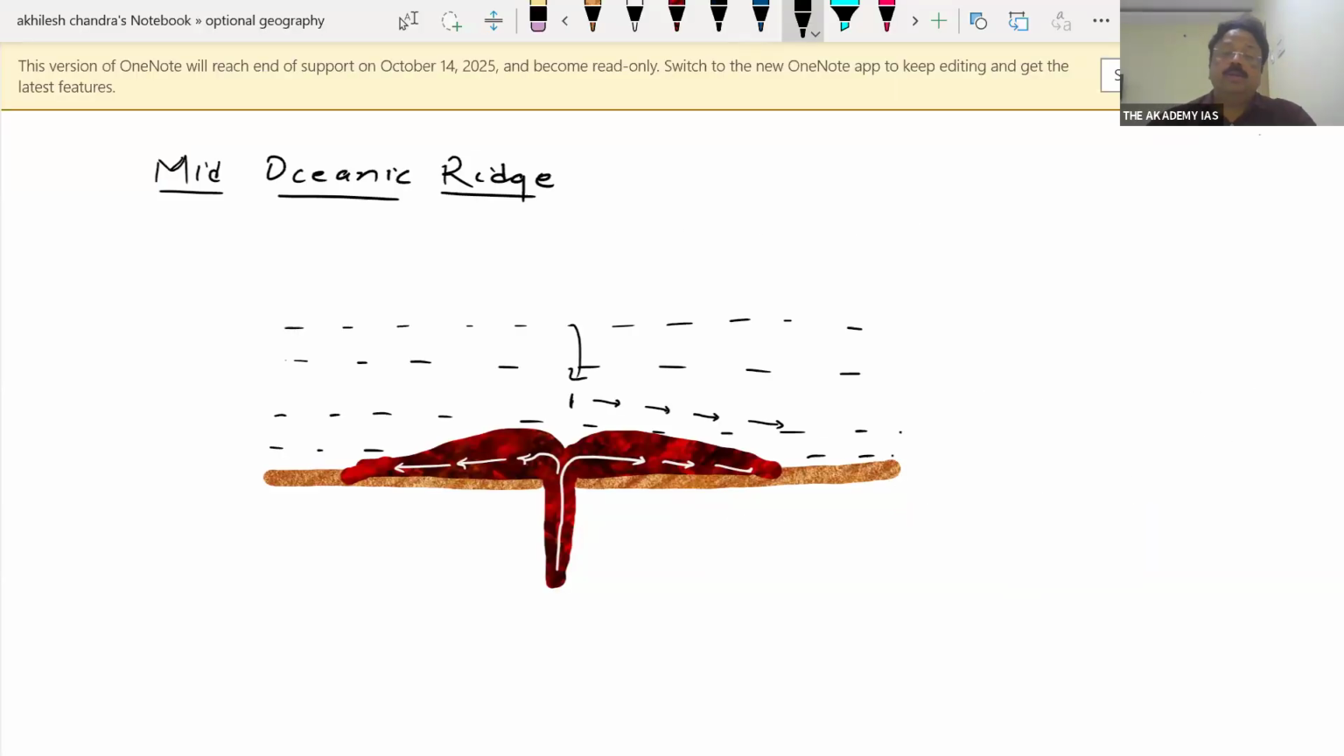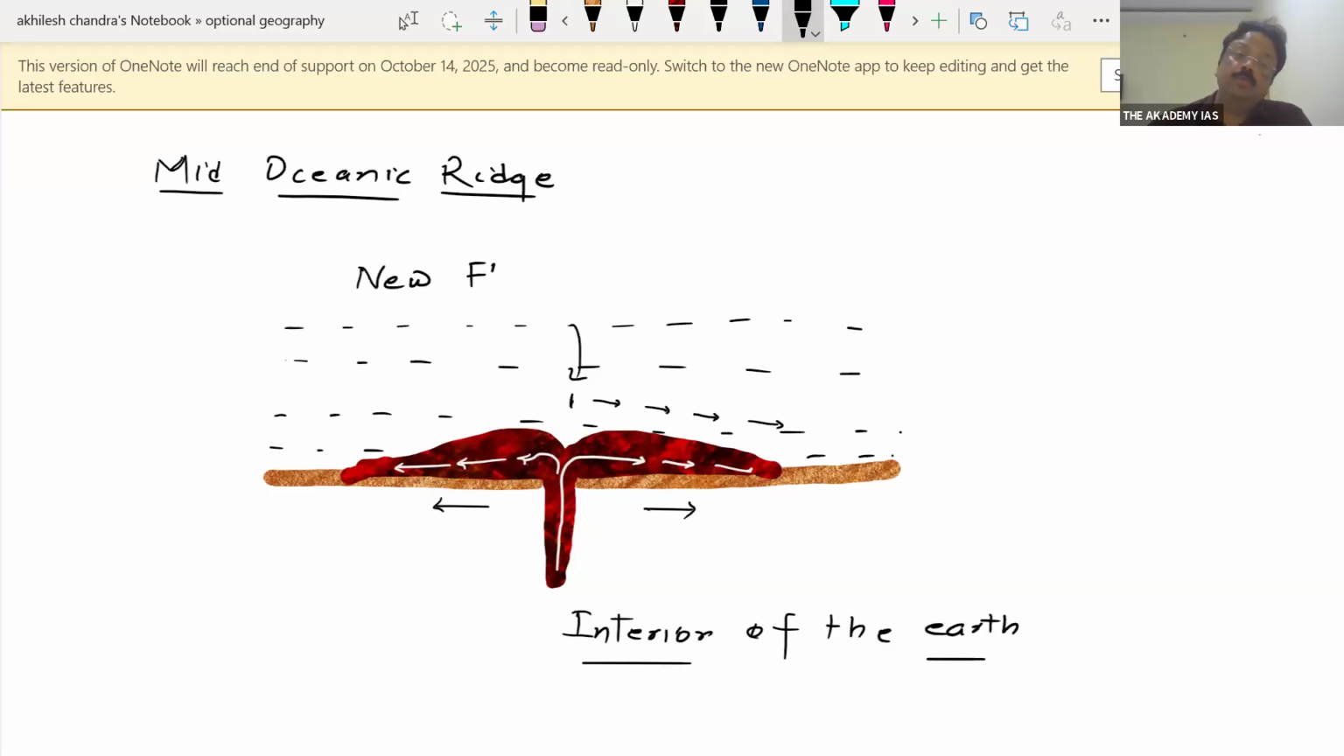So I'm talking about the mid-oceanic ridge. It is present in the middle of the ocean. And later you know that there is a divergence taking place and magma comes out from the interior of the earth. There is a continuous effusion of magma, and this magma gets solidified and new ocean crust, new ocean floor, is being made, is under construction.